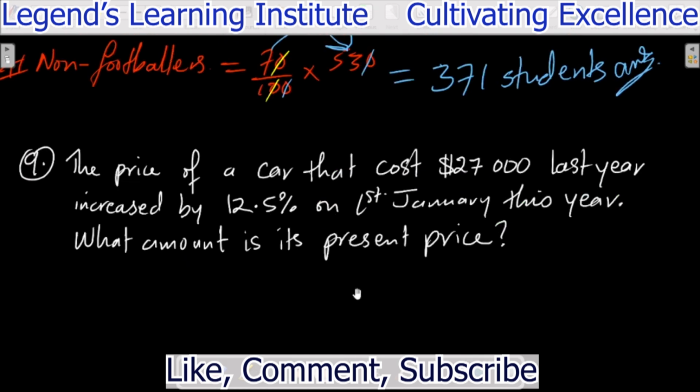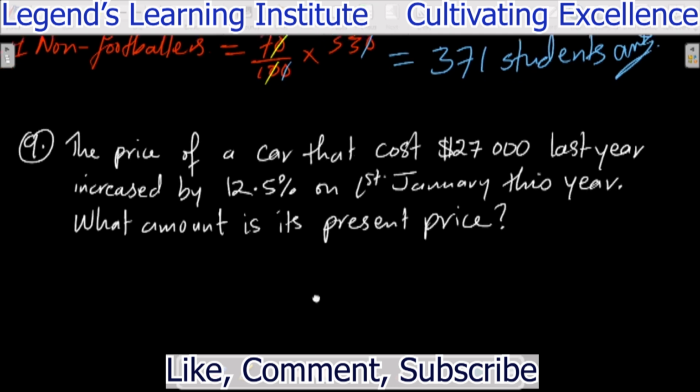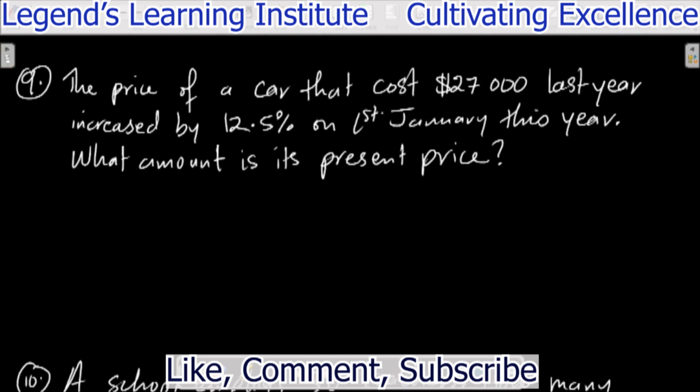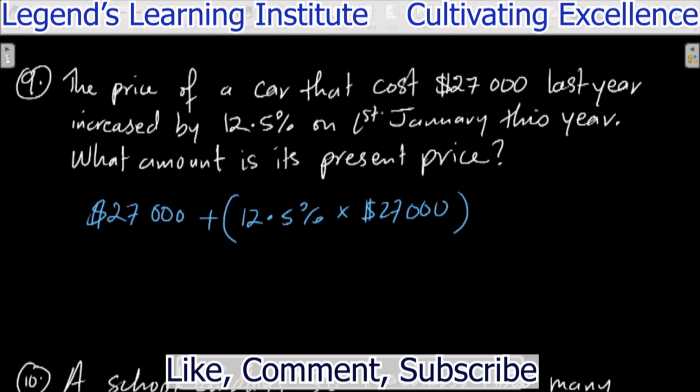Number 9 says the price of a car that cost $27,000 last year increased by 12.5% on the 1st of January this year. What amount is the present price? So that's a percentage increase question. So to get the answer, you have to take the original price, which would be $27,000, plus the percentage increase, which would be 12.5% multiplied by 27,000. Right, put that in bracket. So that would give you the present price, right?